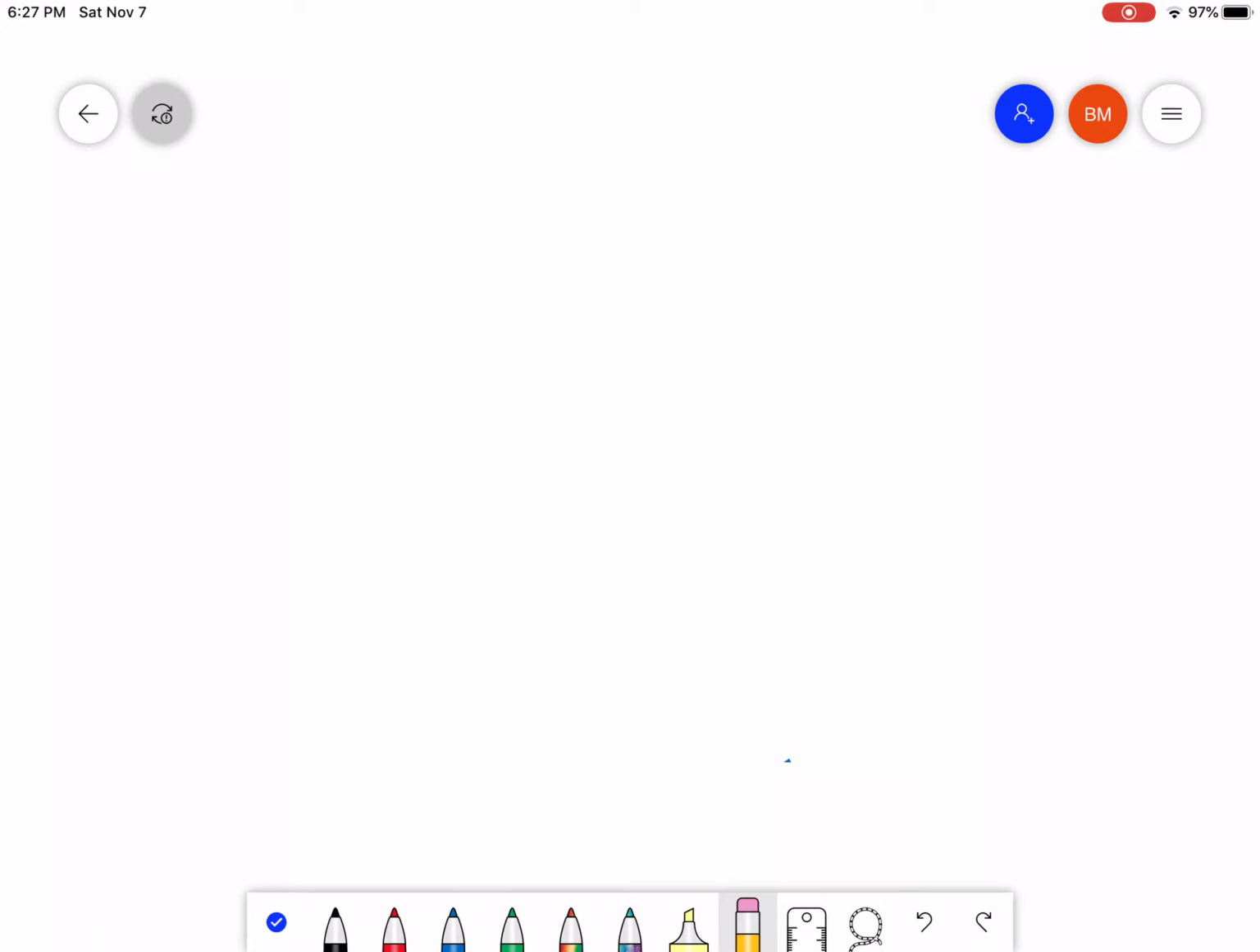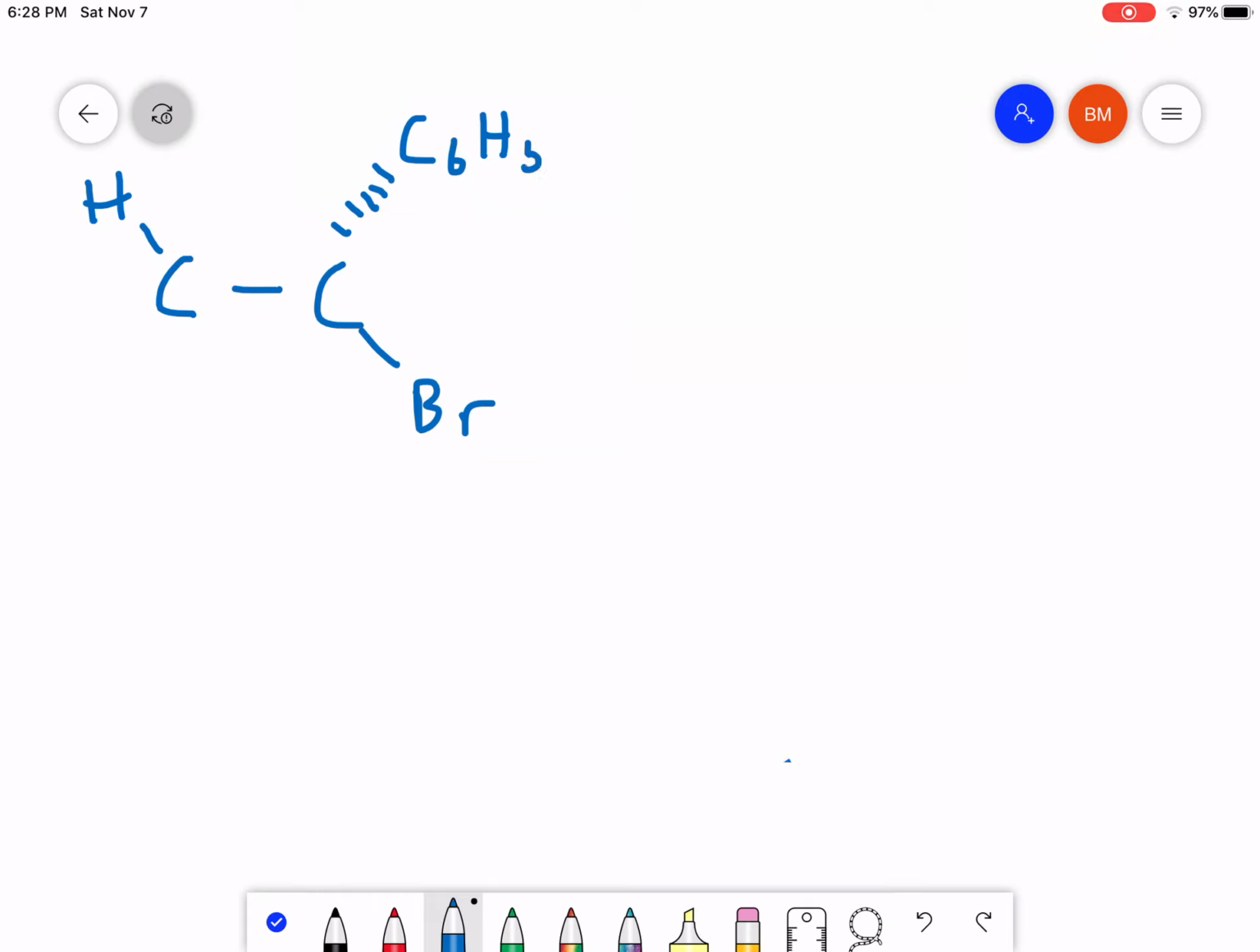With these, it's going to be a little bit more specific. Let me show you. All right, let me show you this example. Let's say I have this. So what I'm showing you is an alkyl halide. C6H5 is a benzene ring, by the way. Easy way to make it a little bit shorthand.